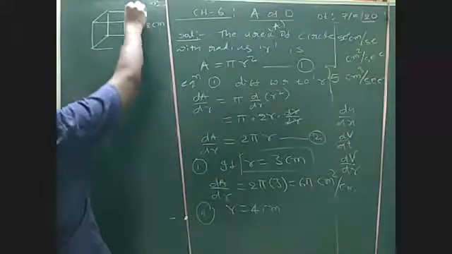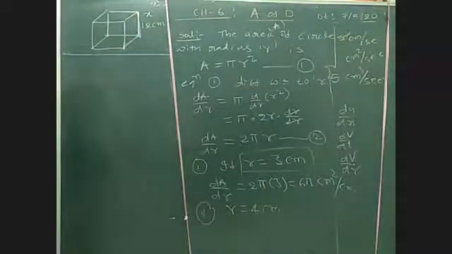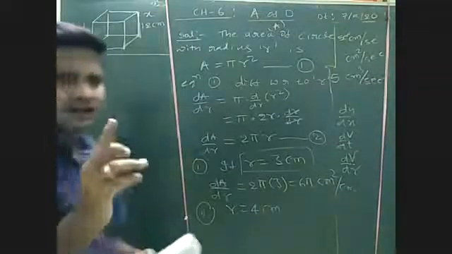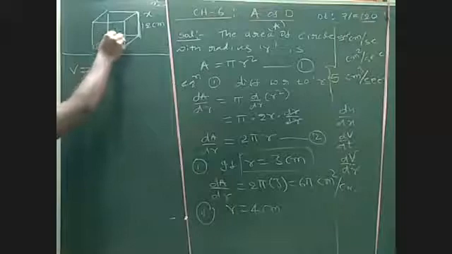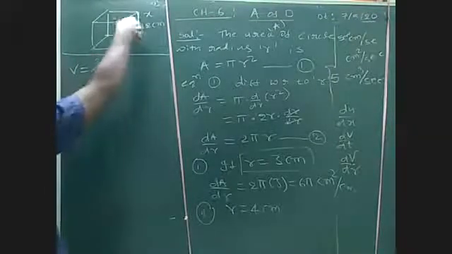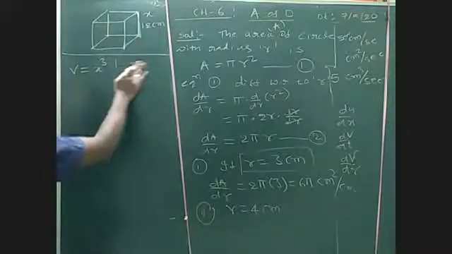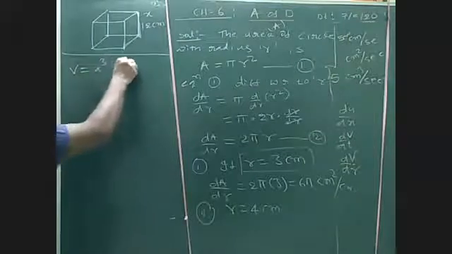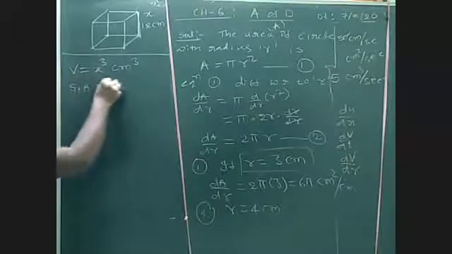Let us say the side can be denoted by x. Now first write the formula. The question is related to volume and surface area. Volume formula, I am writing the given data here, and we will write the solution here. So volume of a cube is x cube, because its edge or side is x. This is clearly centimeter cube.